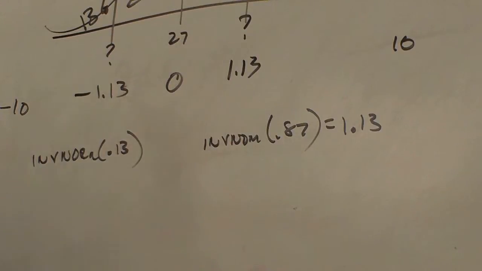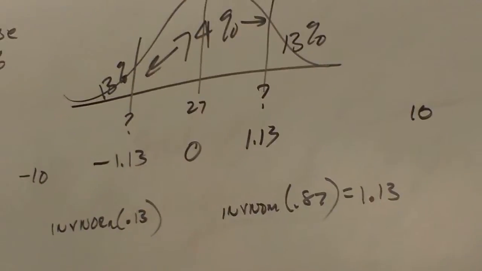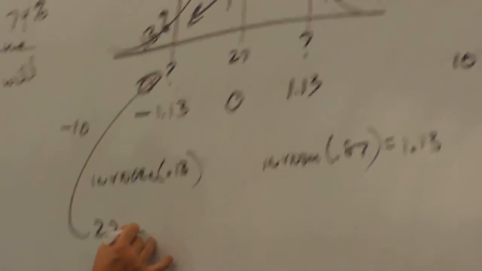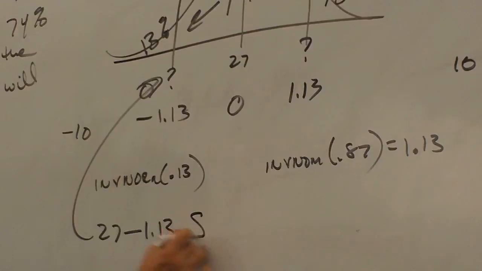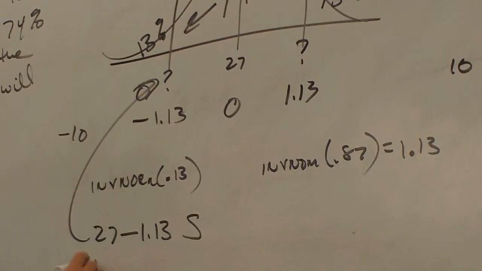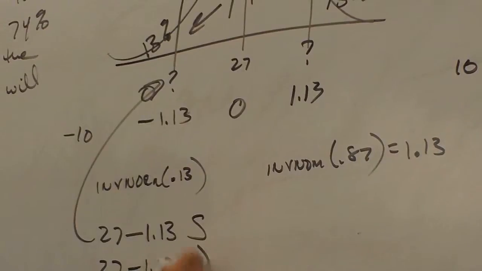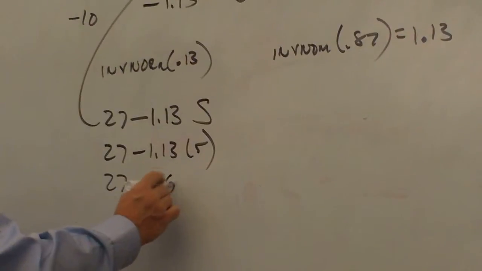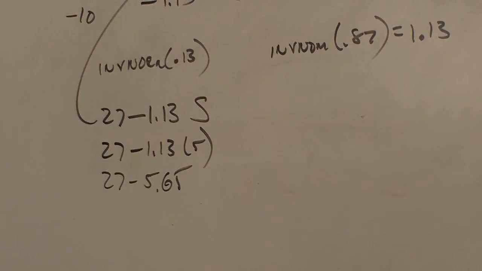So that means this point is 1.13 standard deviations below the mean. That's what the z-score means. We're 1.13 standard deviations away. So how far away are we? We would be 27 minus 1.13 standard deviations. What's a standard deviation? 5. I multiply 5 times that, I get 27 minus 5.65. So I subtract that, I get 21.35. Is that number correct?